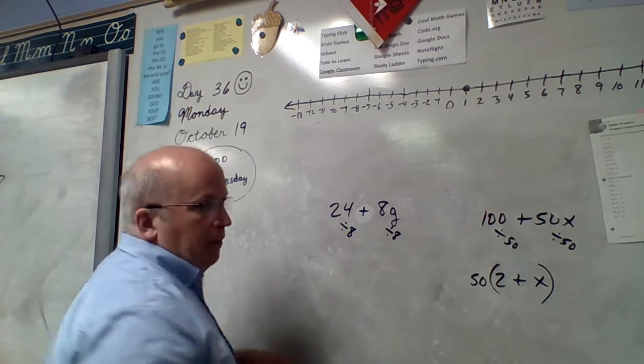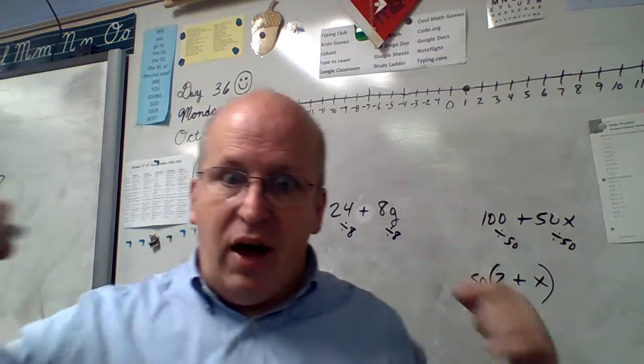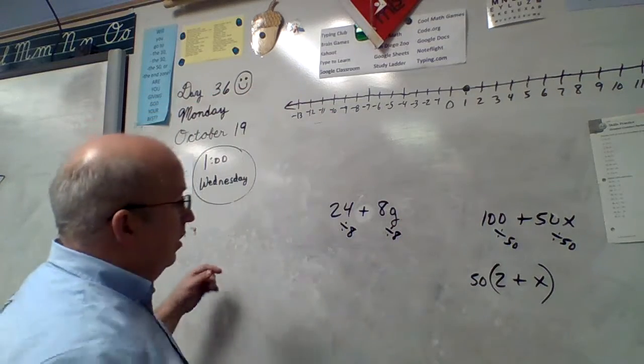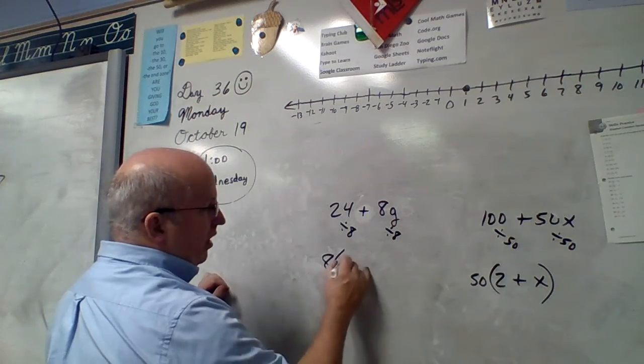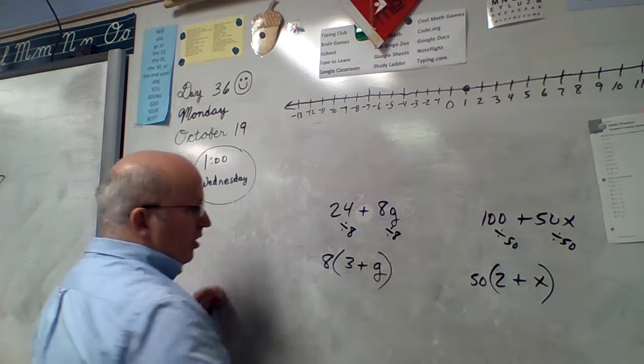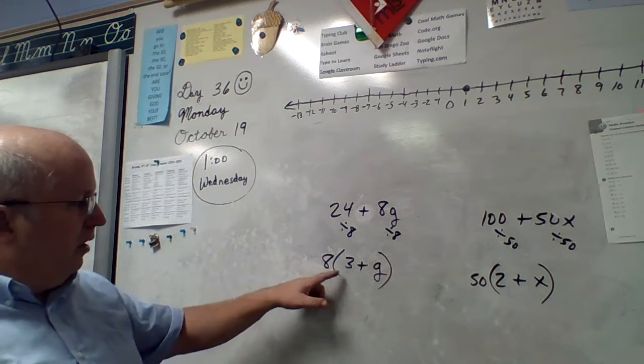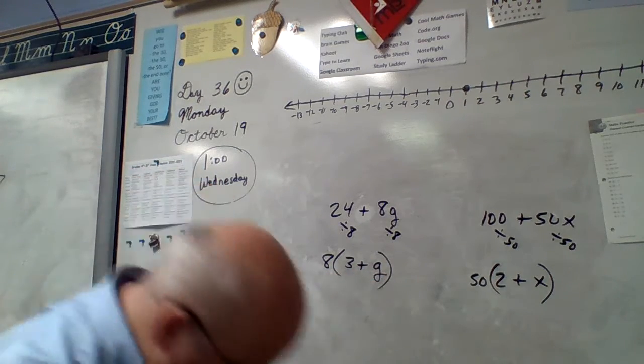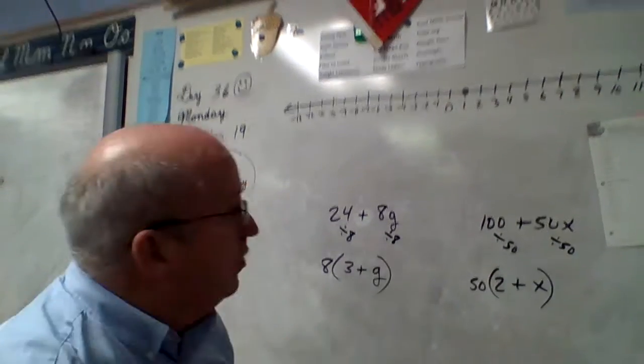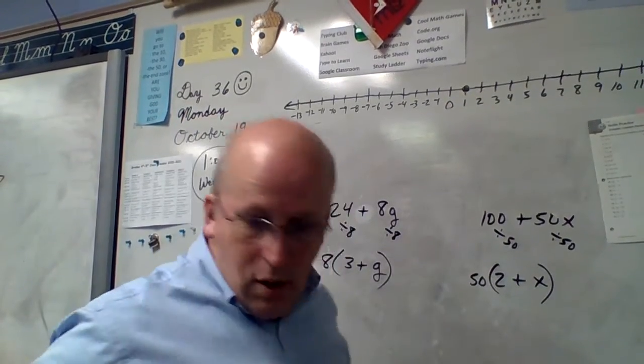By the way, in my mind, this is actually greatest common factor I'm thinking about here, right? I divide out the 8 and I get 3 plus g. There's my final answer, 8 times the quantity of 3 plus g. Hopefully this makes sense what we're doing here.